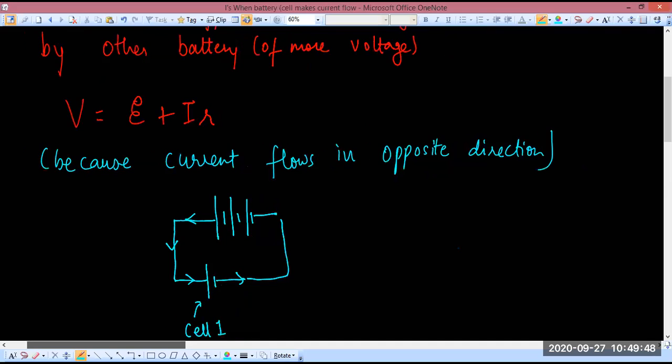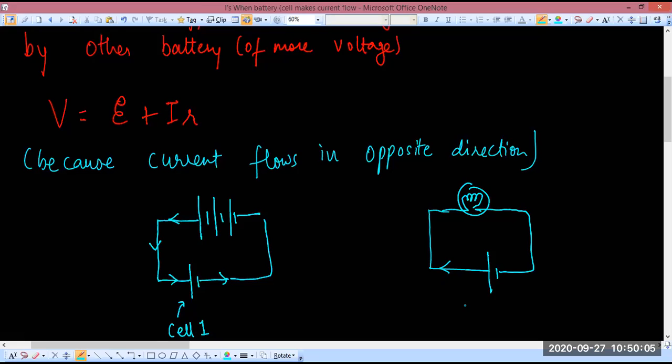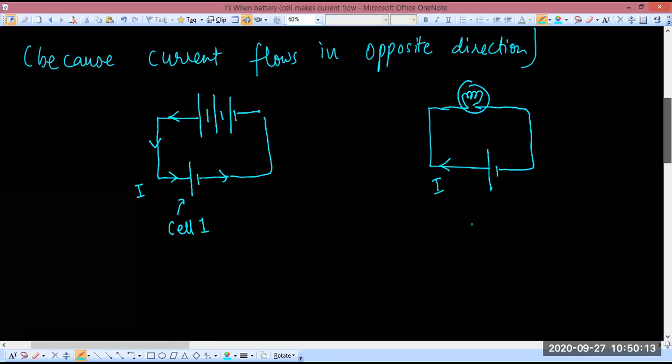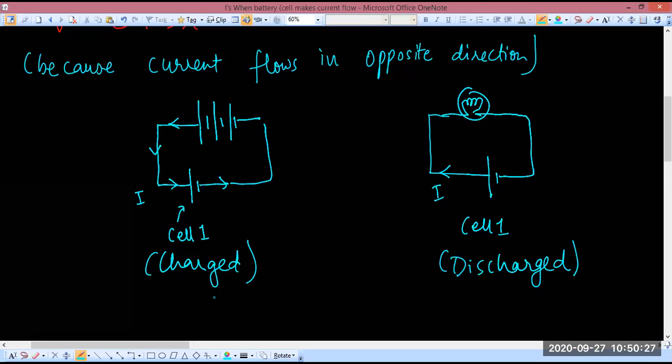This is opposite of what happens when you are using a battery to run or to use another device. Let's say a bulb. I hope you see the difference. So here, this cell 1 is getting discharged. And here the cell 1 is getting charged. I hope that makes sense. Clear?